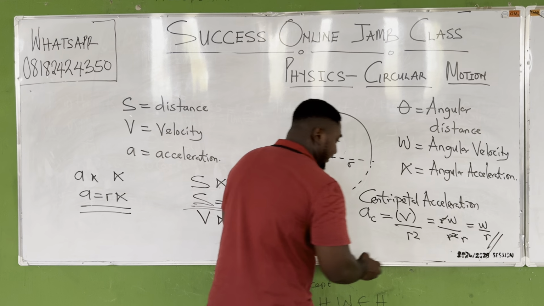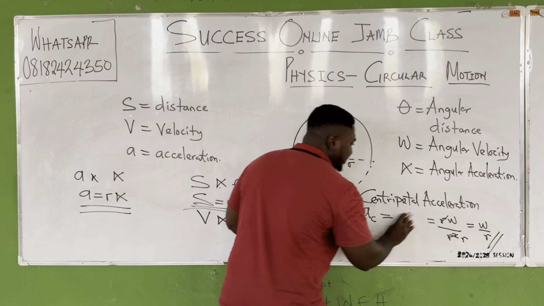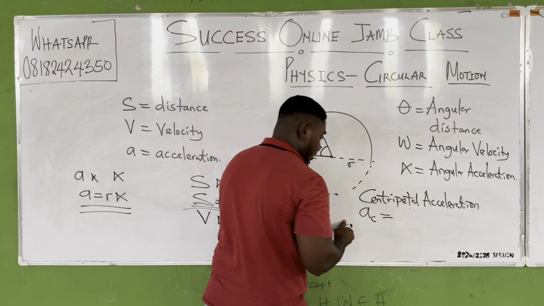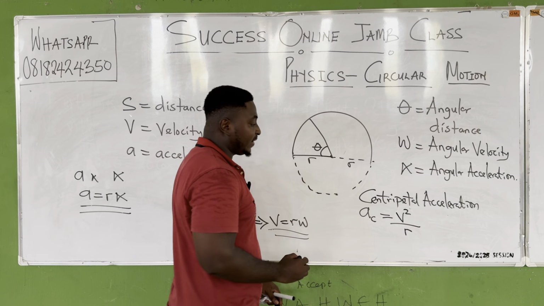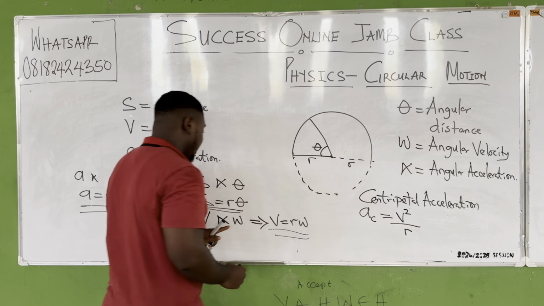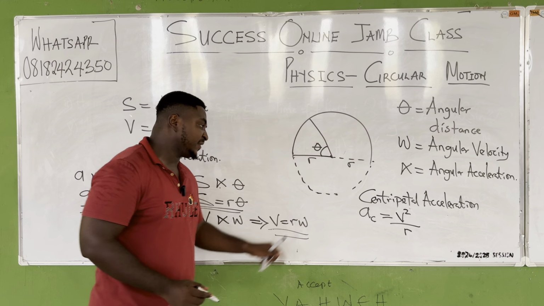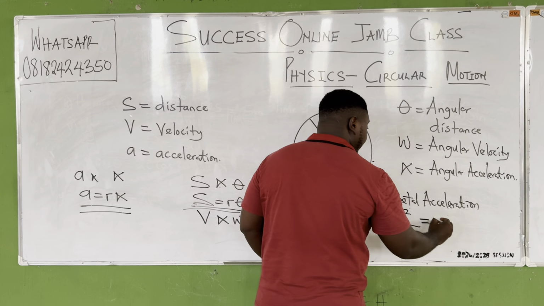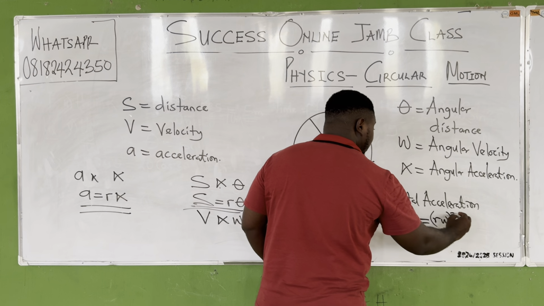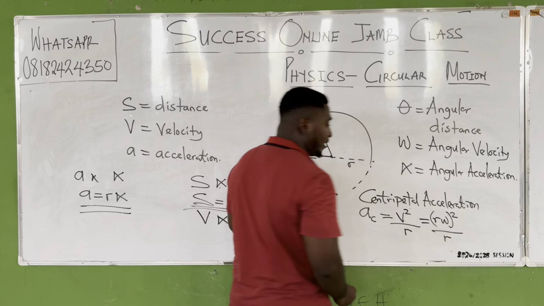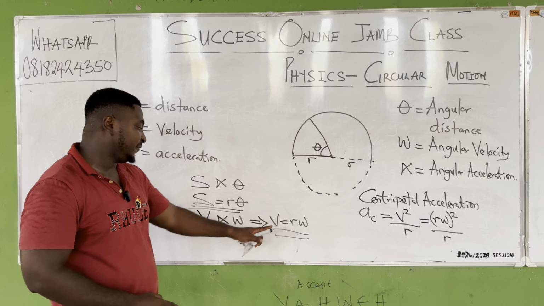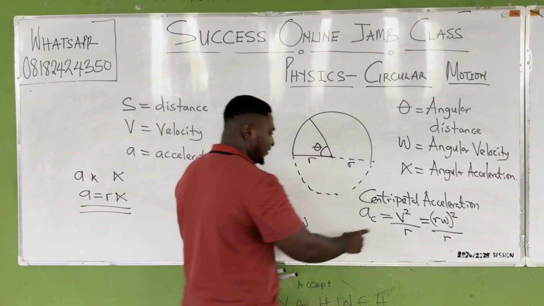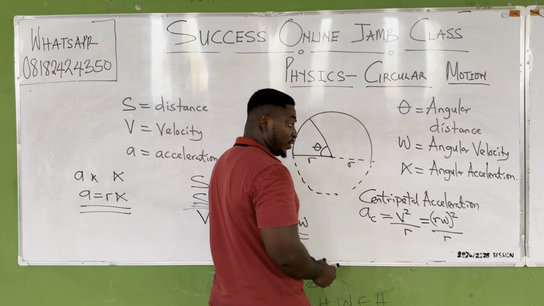Now, sorry, I think there's a little mistake here. The centripetal acceleration is v square all over r, sorry. v square all over r. Our centripetal acceleration is v square all over r. So if we replace v with r w, we're going to have r w all squared all over r, because v is r w.